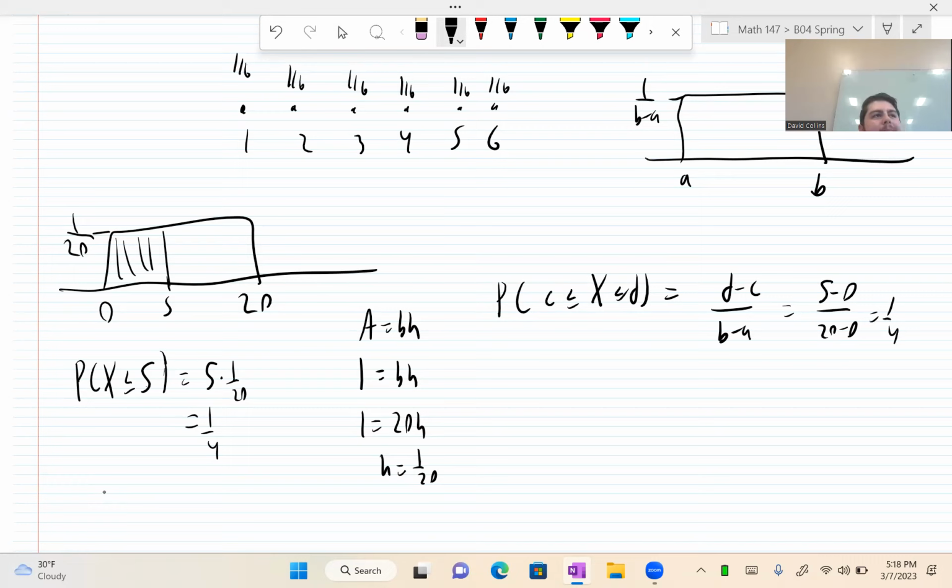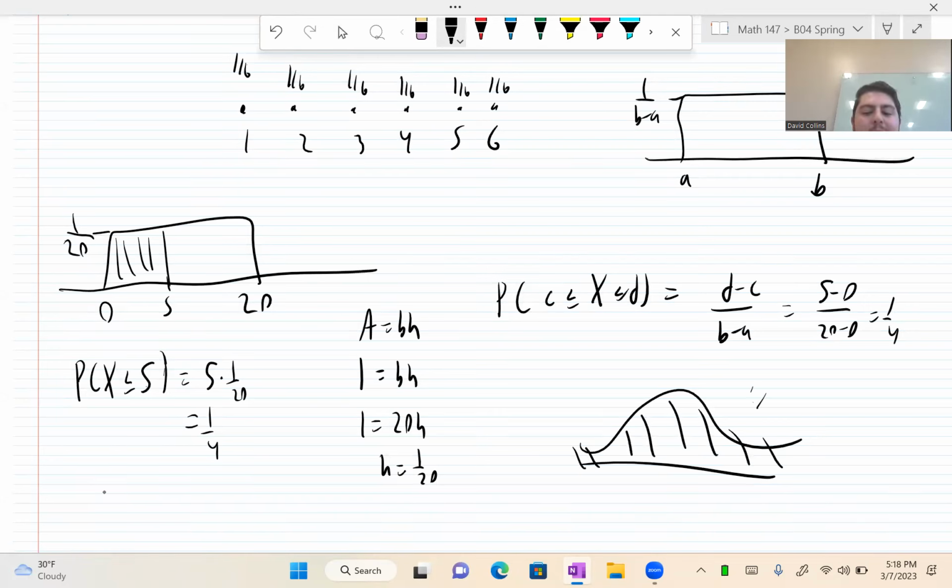Yes. Because remember, the probability of the space is 1. So the area is always 1. Like the area under the total normal curve, the entire thing is 1. Whenever it's a continuous random variable, the entire area of the distribution is 1.